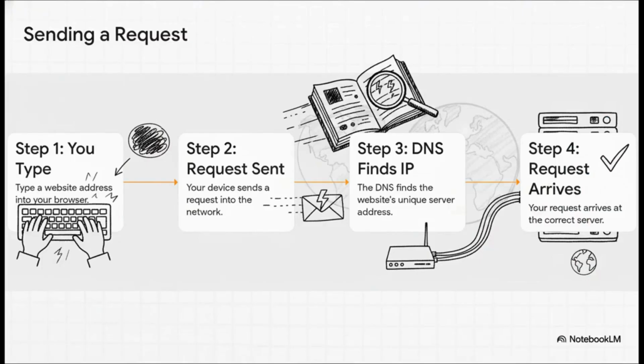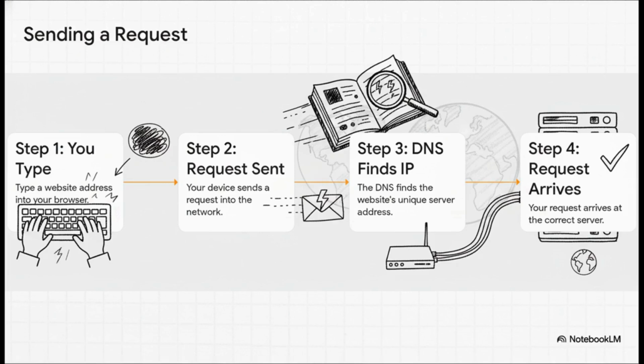All right, so you type in a name. Instantly, your computer sends out a request. Think of it like you're mailing a letter. But that letter needs an address, right? That's where step 3 comes in, the DNS, or Domain Name System. The DNS is basically the internet's giant global address book. It takes the simple website name you typed and translates it into a numerical IP address, which is like the specific street address for the computer or server where that website actually lives.